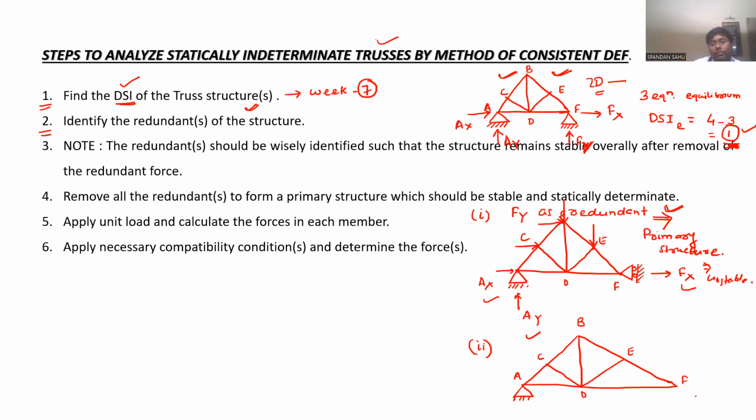What type of joint will come? Just remove Fx and tell me what type of joint I should apply here such that our primary structure will be done.